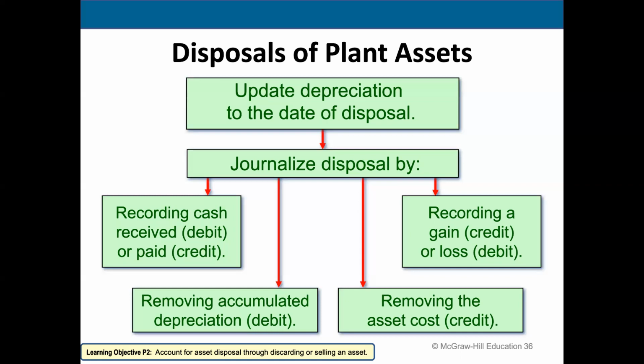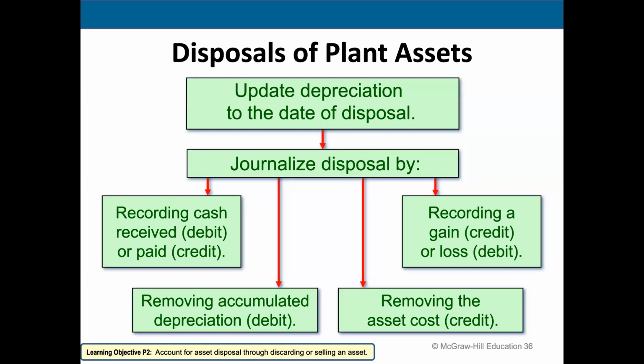Second thing we do is we remove the accumulated depreciation. Remember, accumulated depreciation is a contra asset, so it will have a credit balance. So we will debit accumulated depreciation for whatever its balance is, because we want it to go down to zero when the asset's gone. And then we will remove the asset cost with a credit. Remember, that will have a debit balance. So we want to credit the asset account to bring that down to zero. And finally, we'll either have a gain or a loss to record. A gain will be recorded as a credit and a loss as a debit.